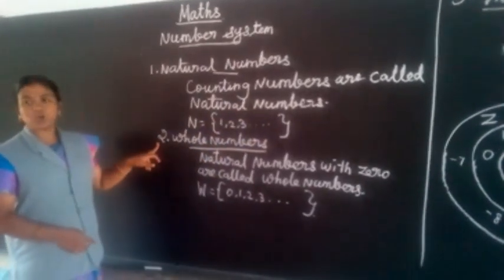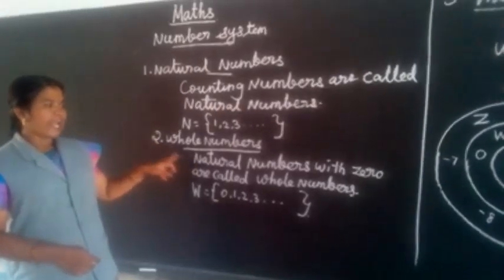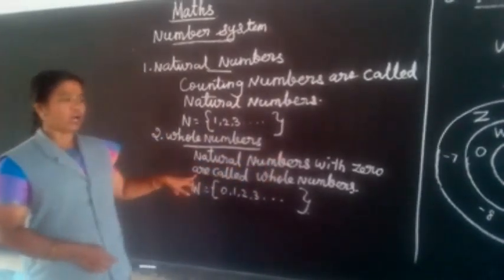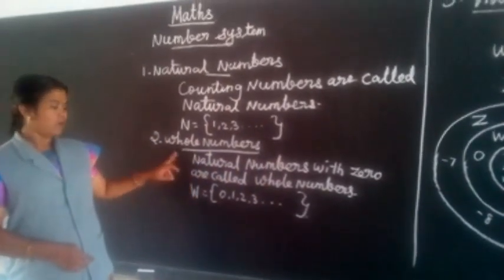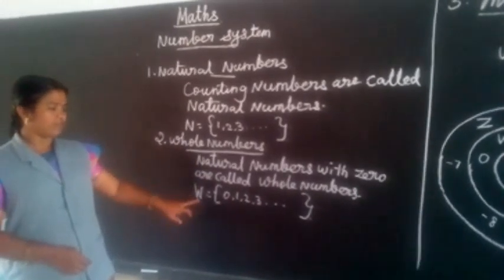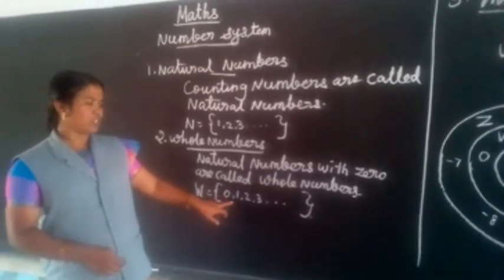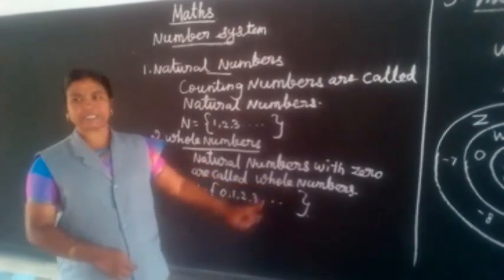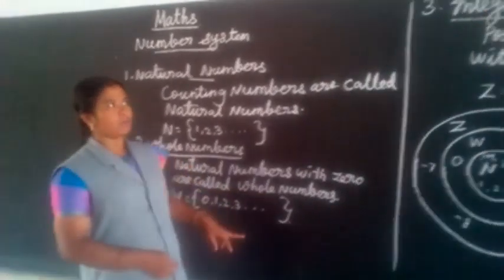The next one is whole numbers. Natural numbers with 0 are called whole numbers. Whole numbers are denoted by the letter W. So W is equal to the set of all 0, 1, 2, 3, etc. That are called whole numbers.